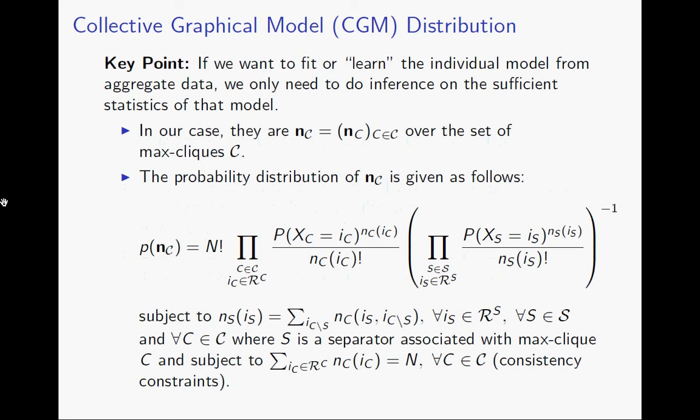Now the collective graphical model distribution. If we want to fit or learn the individual model from aggregate data, we only need to do inference on the sufficient statistics of that model. In our case, it's the set of contingency tables over our max clique set C. The probability distribution of our sufficient statistics is given in the following line, subject to some consistency constraints, which make sure that the set of all our contingency tables over our max clique set forms valid contingency tables over our graph.